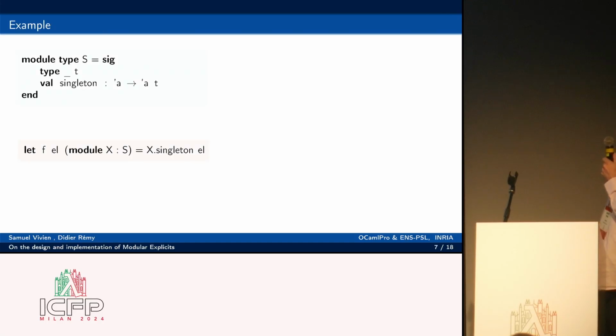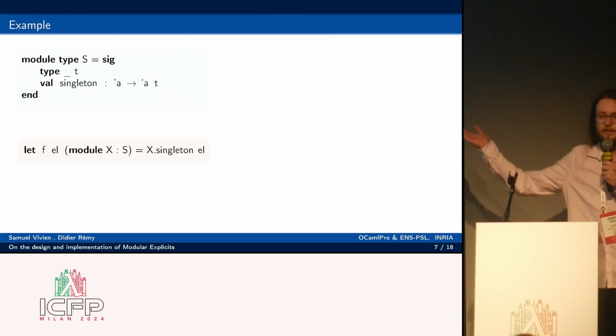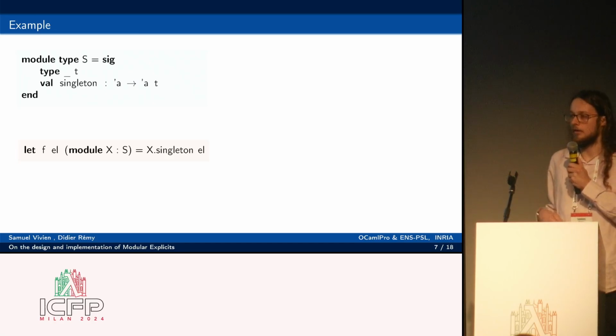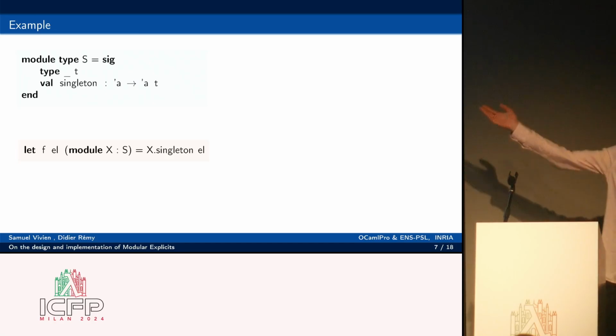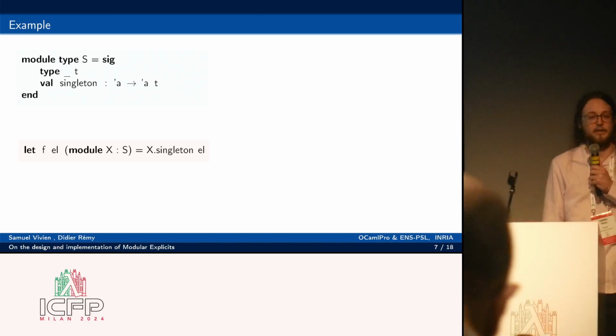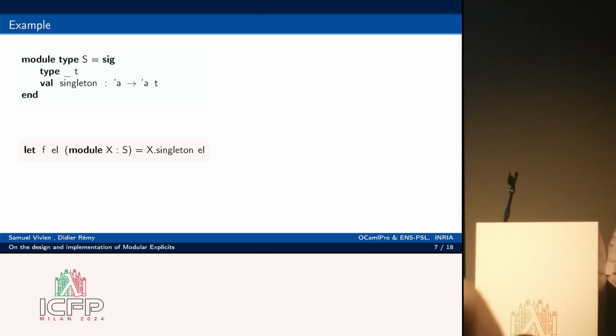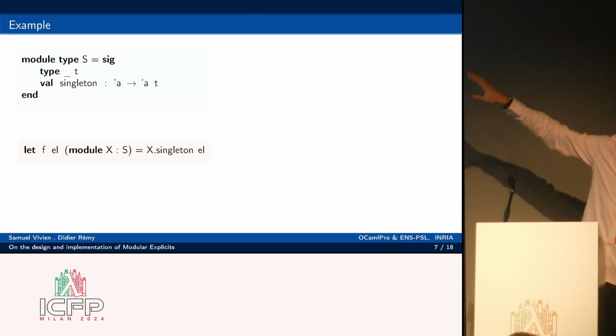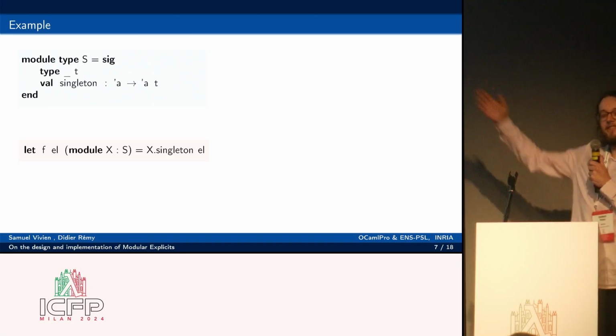A small example: I have a signature S, which defines a type T, which is parameterized, and a function singleton that takes a value and creates a set of this type. So I want to write a function f that takes an element, a module x, and returns the singleton built from EL. Normally there would be squiggles saying this is in red, but this cannot be written.